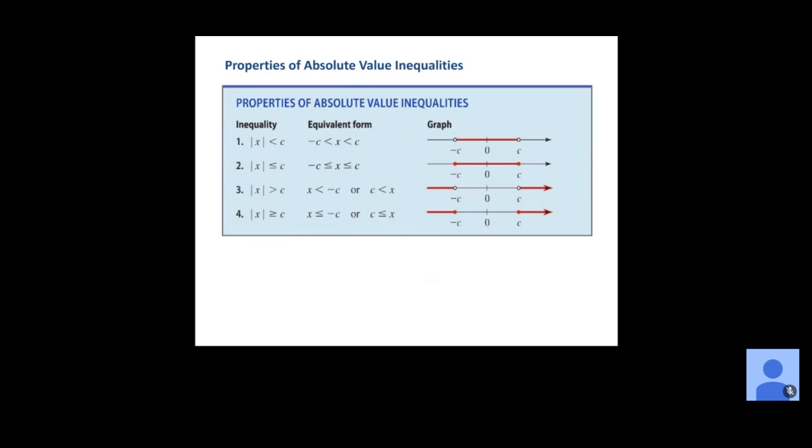And then the only difference between number 1 and number 2 now is that we have a less than or equal to symbol. So therefore, we are including the endpoint. So those are going to become closed circles instead.